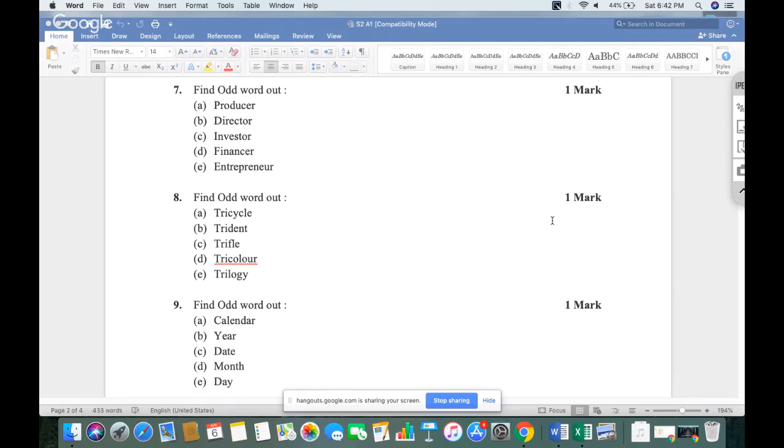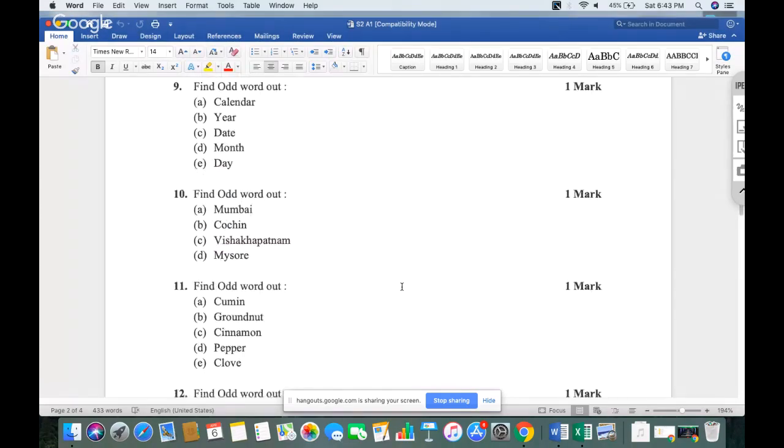Yes. Except trifle, in all other options, try means something related to 3. Trifle is a dessert. It's something to eat. So it's a sweet dessert. It's edible. In all other cases, the try means something related to number 3. Now let's go to question number 9. What's the answer for question number 9?